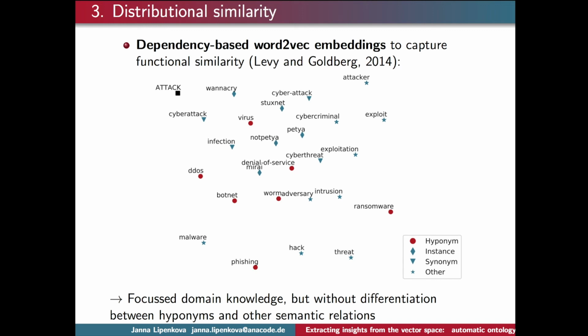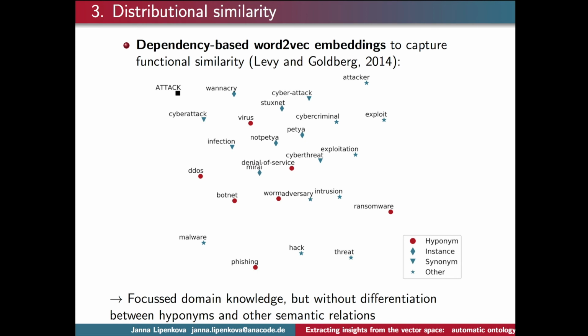Then the next step is using distributional similarity, and as I said, distributional similarity does underlie word2vec embeddings and continuous representations of words in the vector space, and this is something that we use to capture also the functional similarity between the items. Note that we use dependency-based word2vec embeddings, which also include the syntactic information, because as said, the similarity between hyponyms and hyperonyms is not only semantic, so it's not only, let's say, topical in nature, but there is also a lot of syntactic and functional similarity involved.